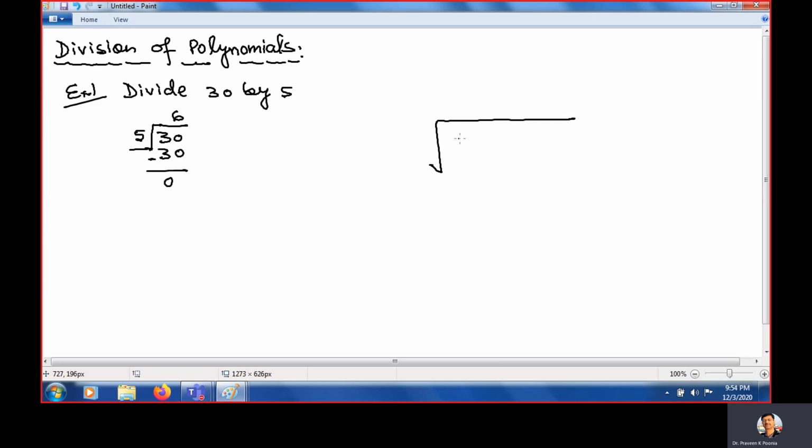This is what we call the dividend. Clear? Here it is the divisor, and here it is the quotient, whatever answer we are getting. And after simplification, what you are getting is the dividend. Clear? So this is how we are going to do it.